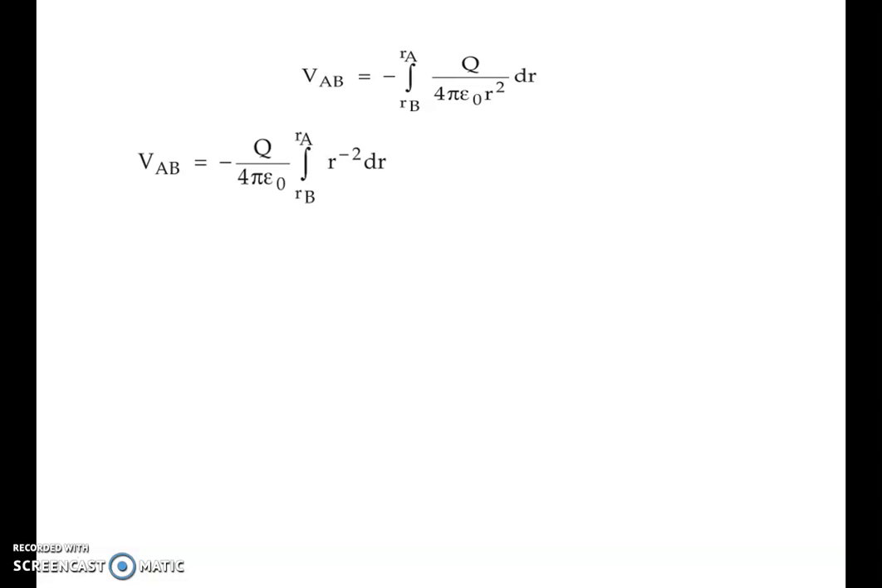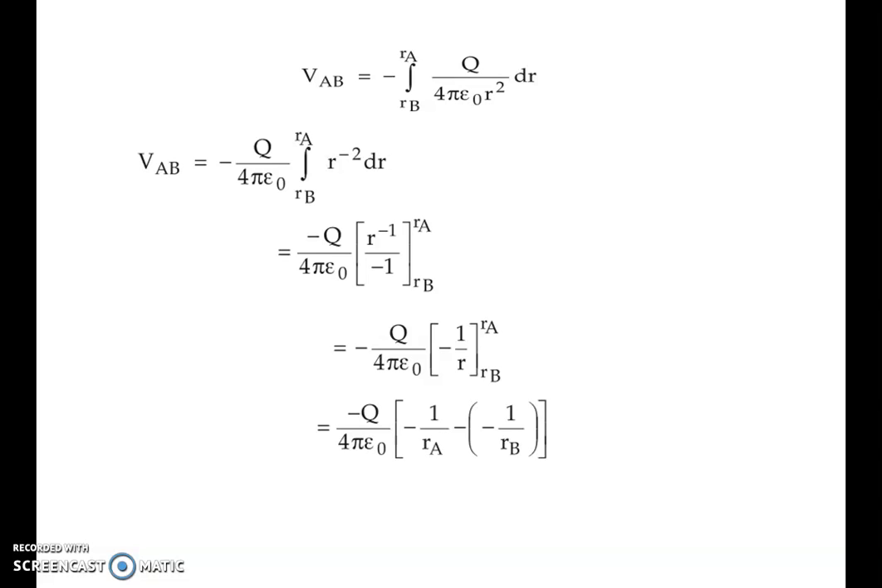Now if you integrate this, you will get r to the power minus 1 divided by minus 1 over the limit RB to RA, and substituting the limits you will get Q by VAB is equal to Q by 4 pi epsilon naught into 1 by RA minus 1 by RB. This is the expression for the potential due to a point charge.